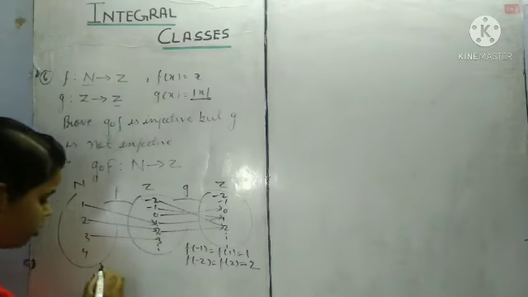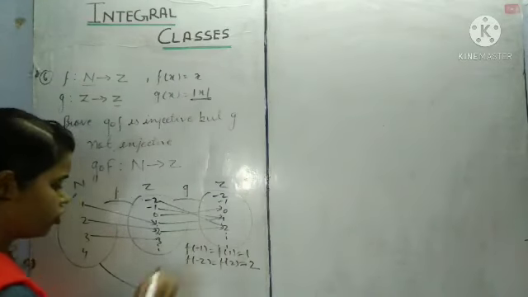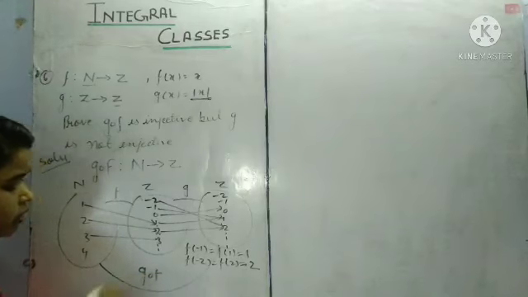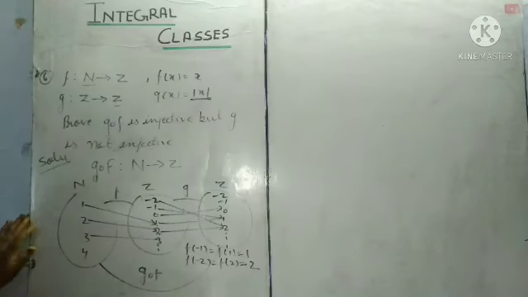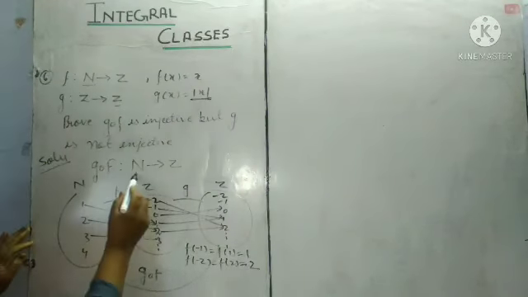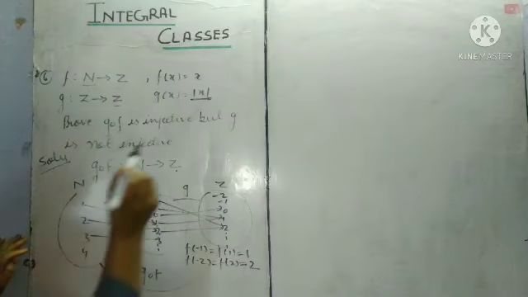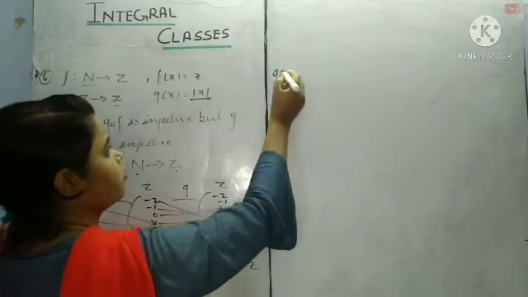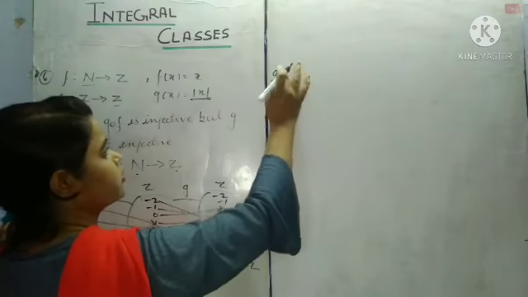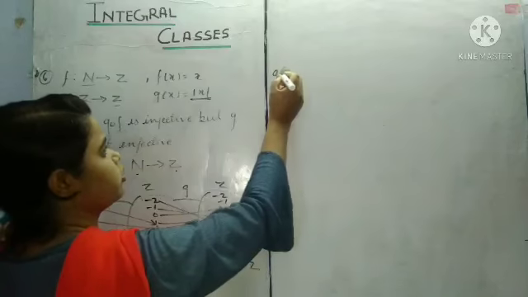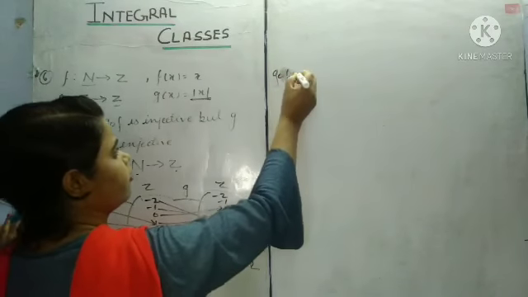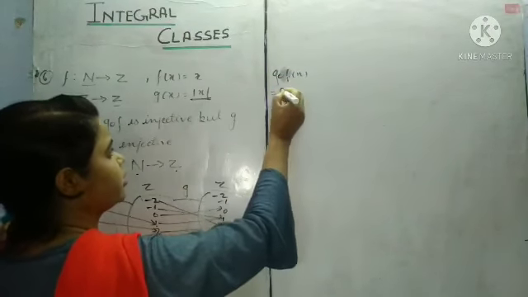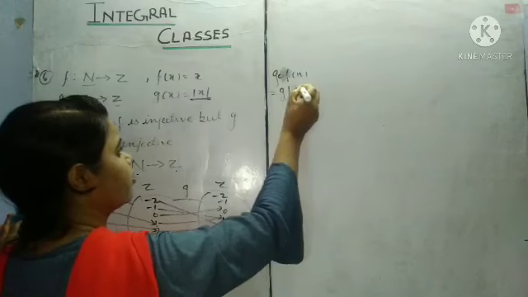If we talk about gof, suppose it is gof. Now we will find out the value of gof, which is defined from N to Z. So now we will put gof(x). Now we have written gof(x).